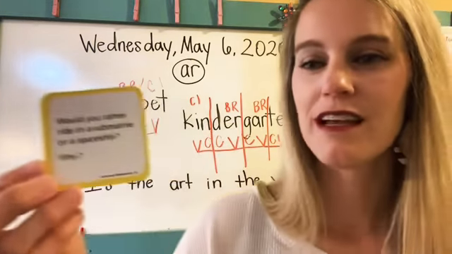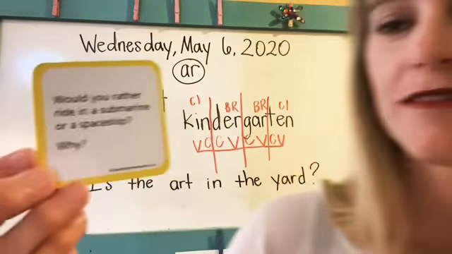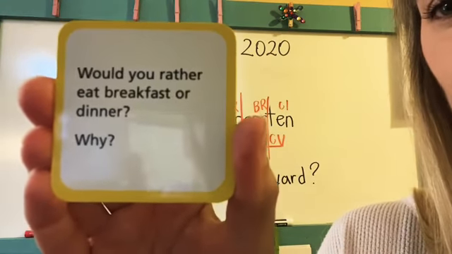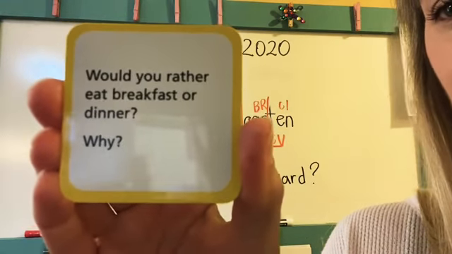So the first one says, would you rather ride in a submarine or a spaceship? And why? I think I'd rather ride in a spaceship. Okay, here's the next one. Would you rather eat breakfast or eat dinner? And why? I really like breakfast food. I like eggs and bacon and biscuits. Oh, it's so delicious.